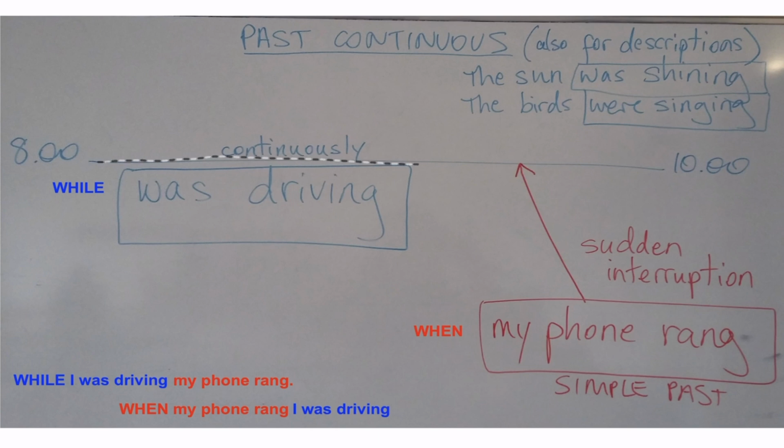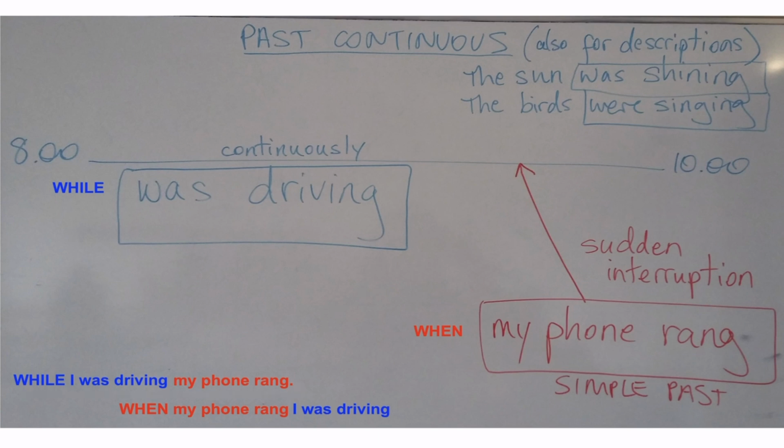So you can see my continuous action, I'm driving, and halfway through a sudden interruption. So what do I use? I use the past continuous because I was continuously driving, whilst for the sudden interruption I use the simple past. So I can say a complete sentence. I was driving my car when suddenly my phone rang. So I was driving my car continuously when suddenly my phone rang. I can also use the word while. While I was driving, my phone rang. Here we have the complete sentence. While I was driving, my phone rang.